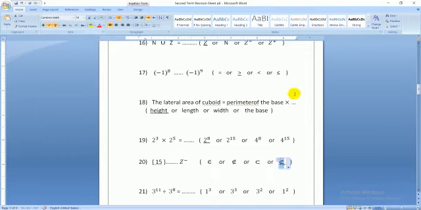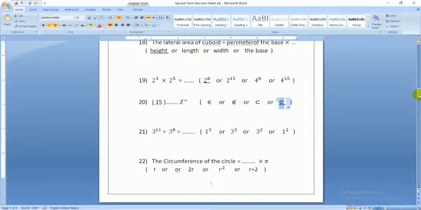Number 21. 3 power 11 divided by 3 power 8. The rule says that if the bases are the same, here 3 and 3, and there is division between them, I subtract the powers. So I keep one base, which is 3, and subtract the powers. 11 minus 8 equals 3. So the answer will be 3 power 3.